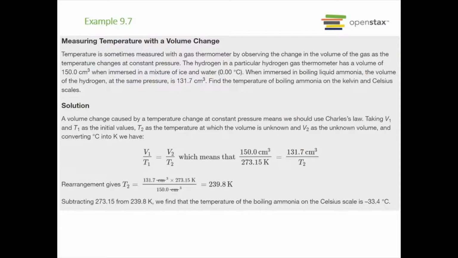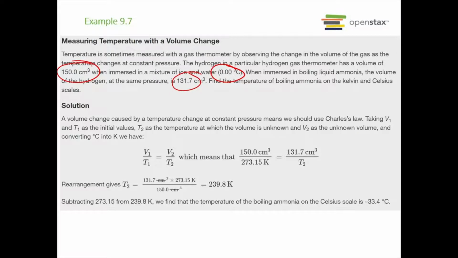Another example, we are looking at a thermometer, and we have this mixture. We're talking about some volume of the hydrogens. Pressure is the same. We're looking at boiling ammonia, excuse me. We started at 0 degrees Celsius, and we have a new volume. So we have a first volume, 150 cubic centimeters. Then we went down to 131.7 cubic centimeters. And we want to know what the temperature is of the boiling ammonia.